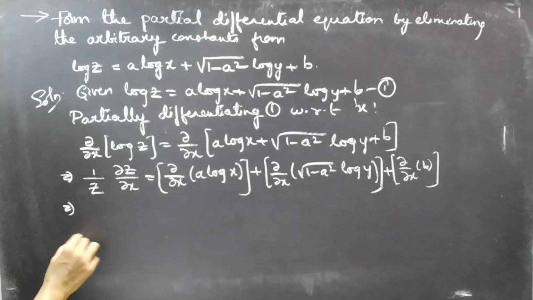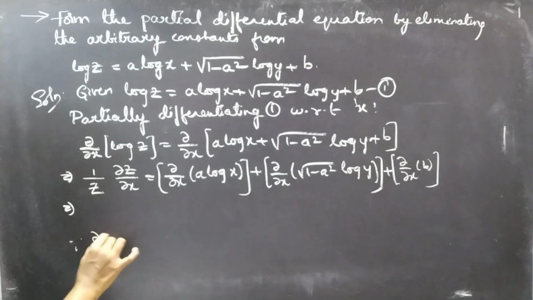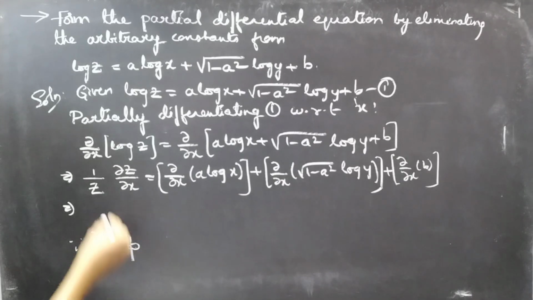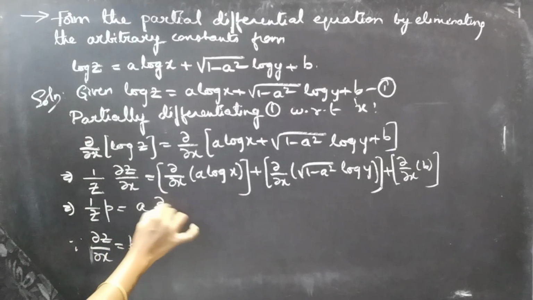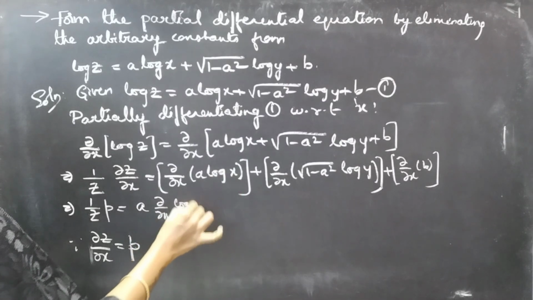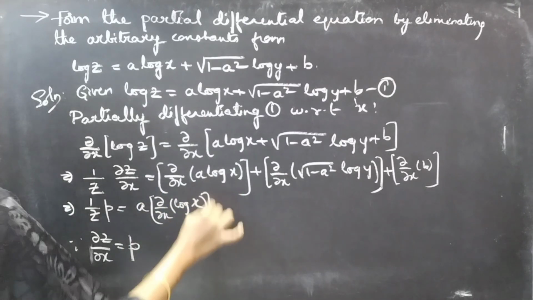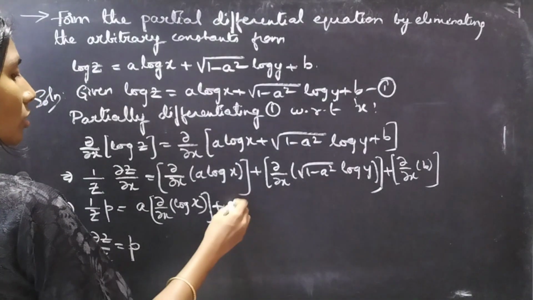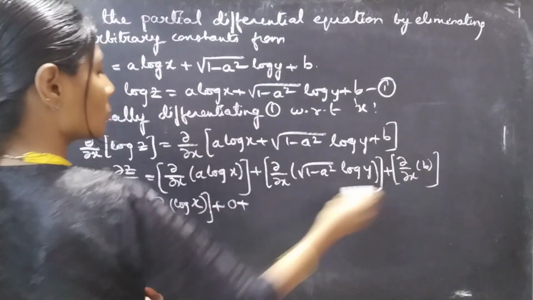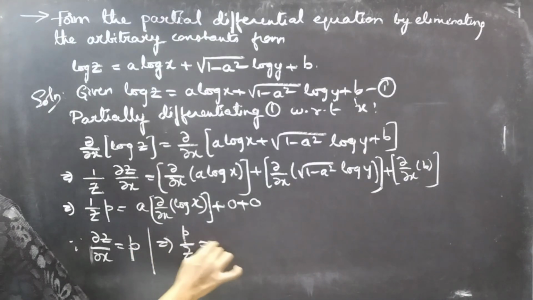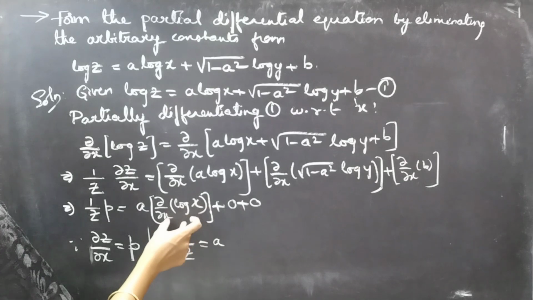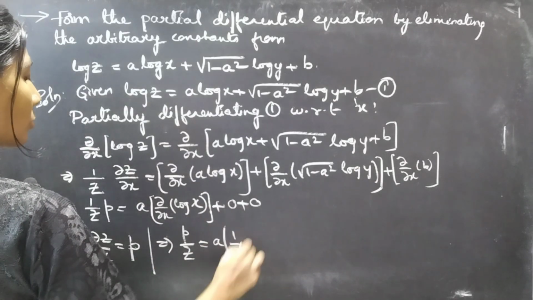Since we know that partial derivative of z with respect to x is p, we'll just use this notation. Dou z by dou x equal to p, then this becomes 1 by z into p equal to a into dou by dou x of log x plus partial derivative of a constant with respect to x is 0, plus partial derivative of a constant with respect to x is 0, right? Which gives us p by z equal to a into partial derivative of log x with respect to x, which is 1 by x.